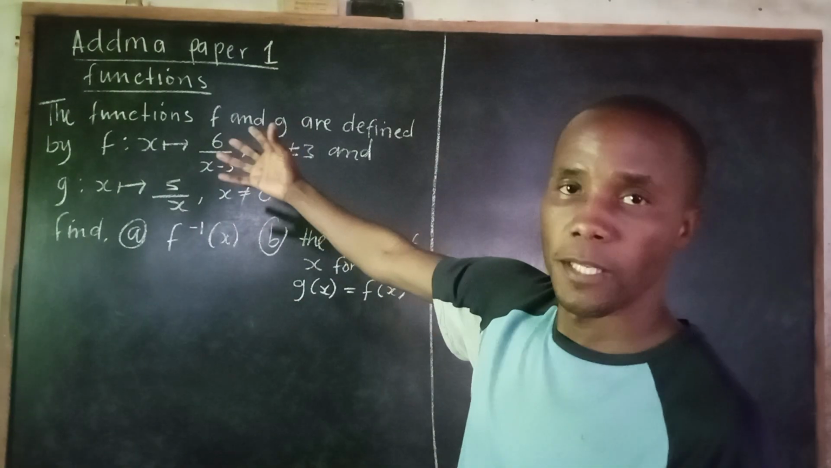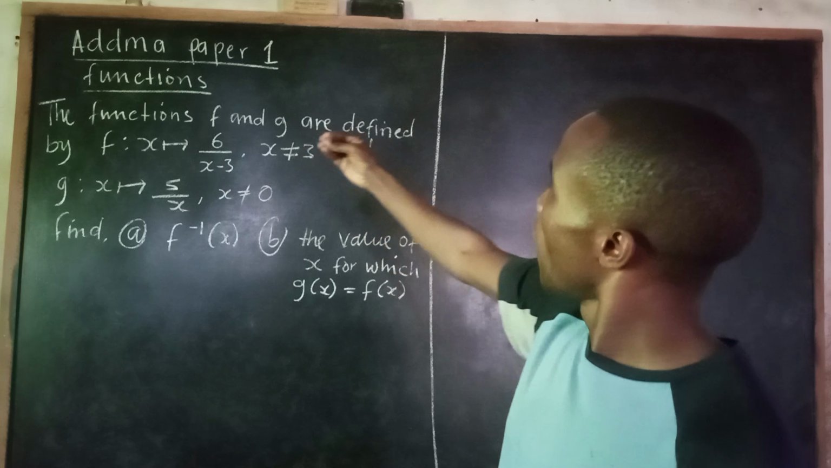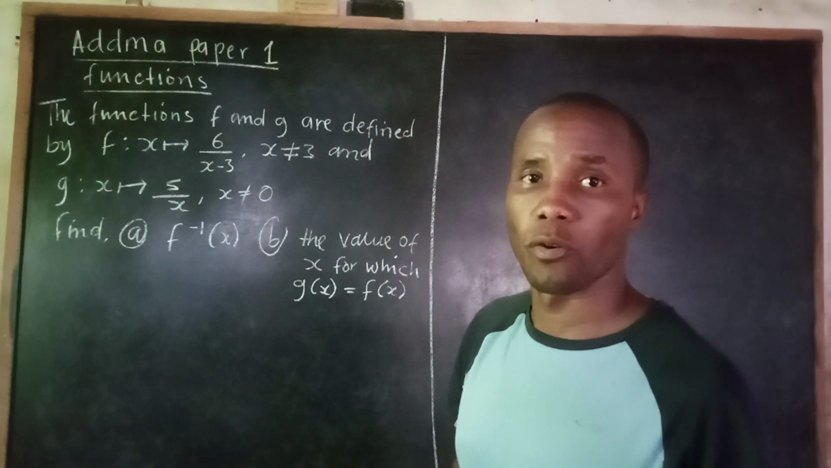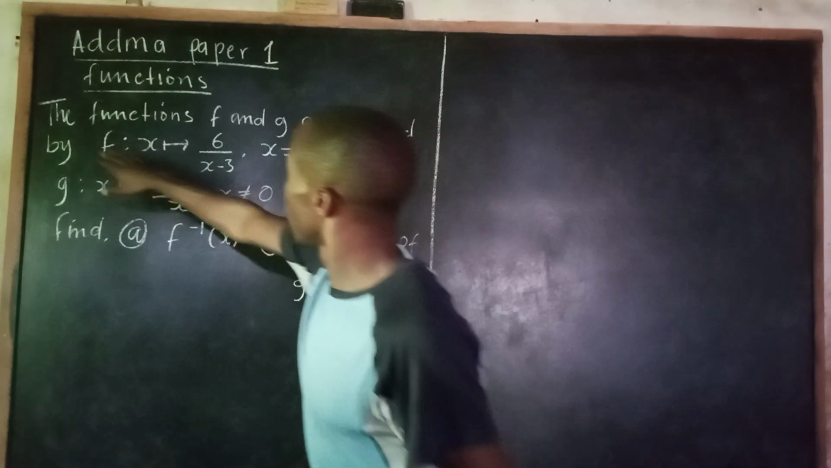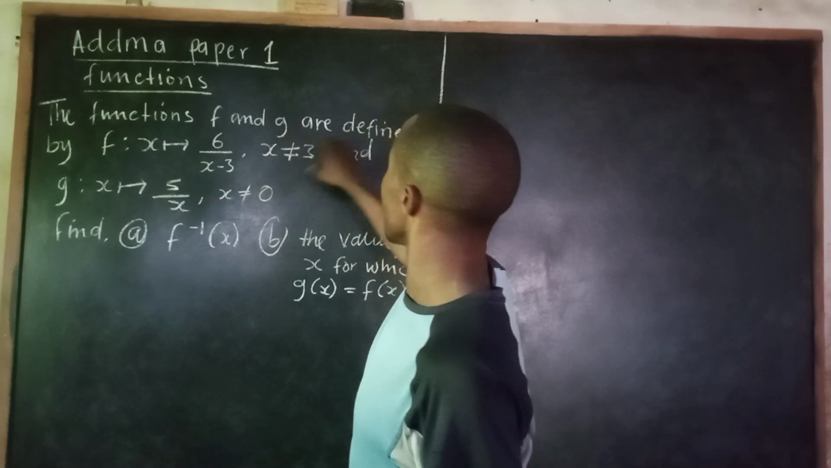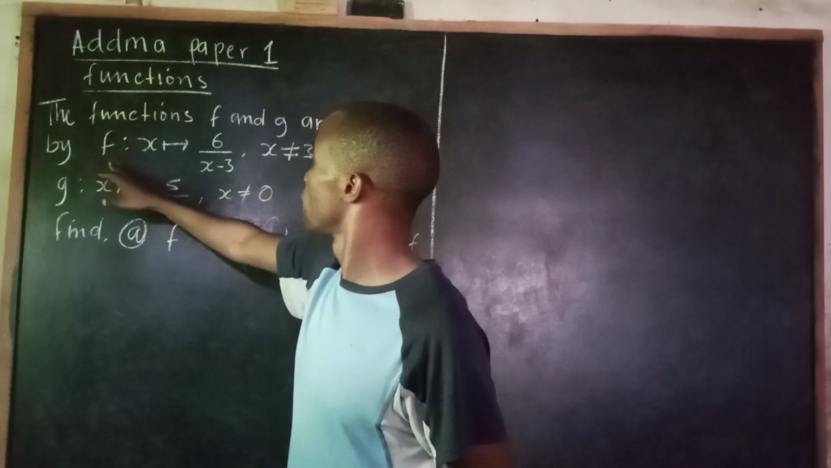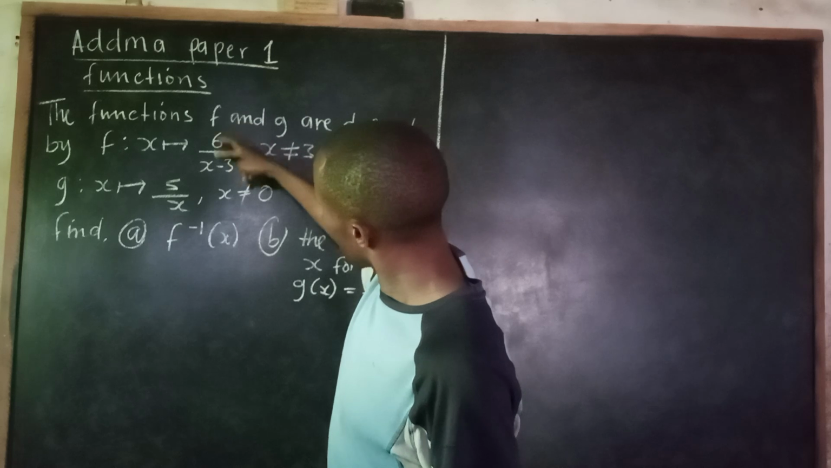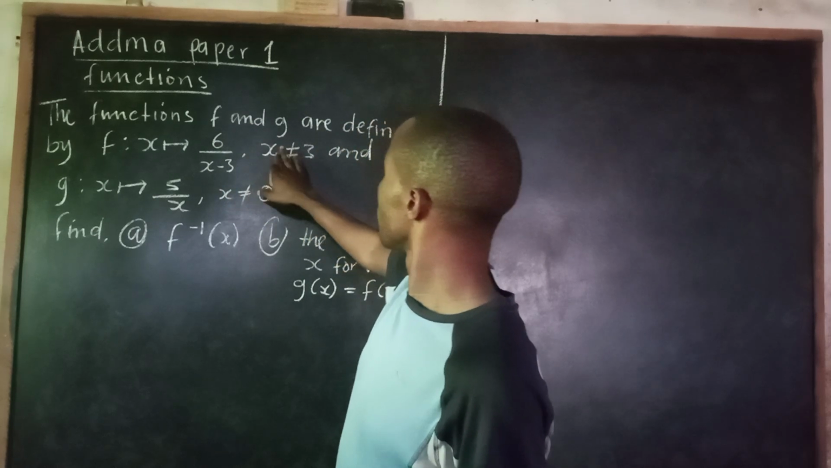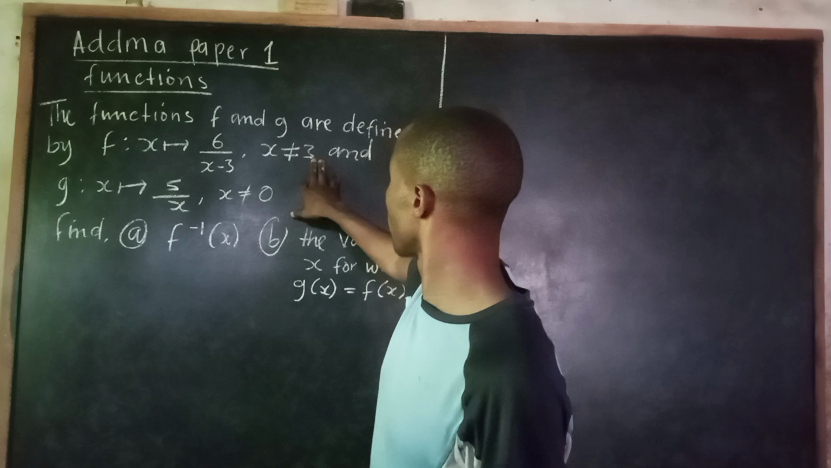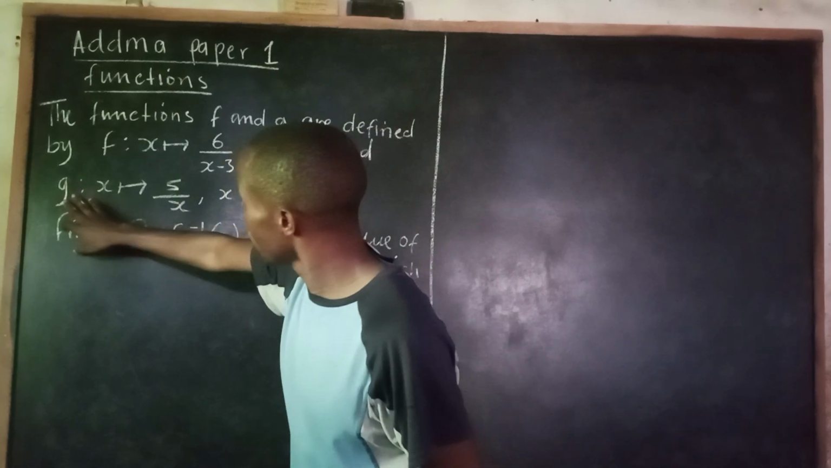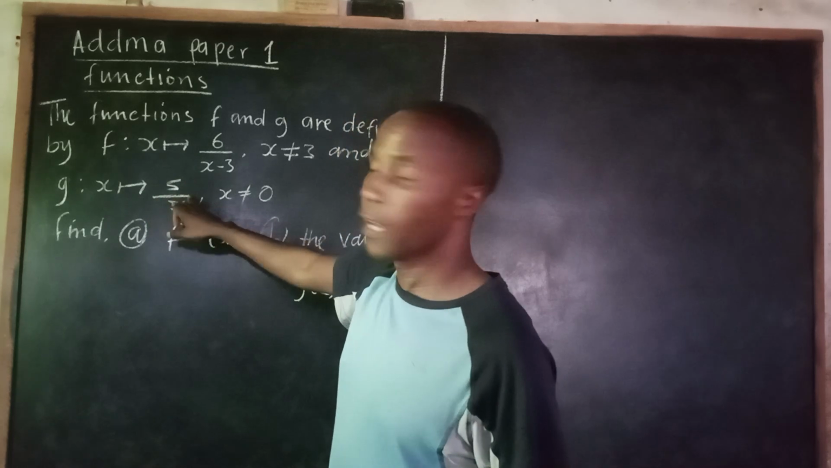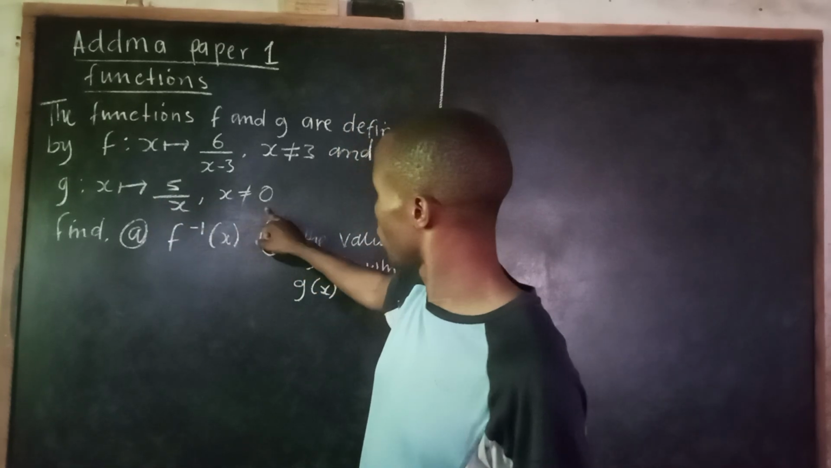Okay, and this question is a Paper 1 type of question in Additional Mathematics under the topic called functions. The functions f and g are defined by f: x maps to 6 over x minus 3, where x is not equal to 3, and g: x maps to 5 over x, where x is not equal to 0.